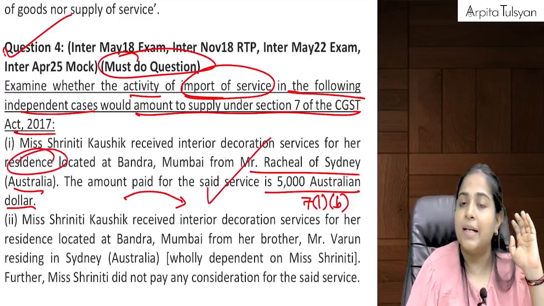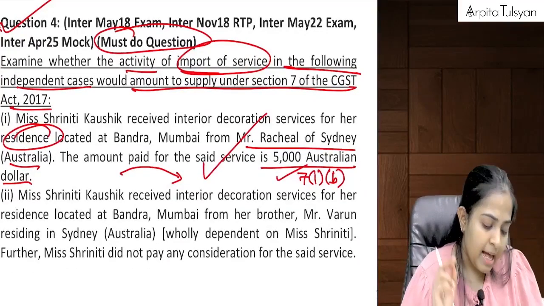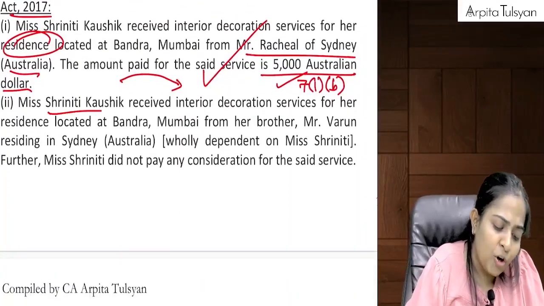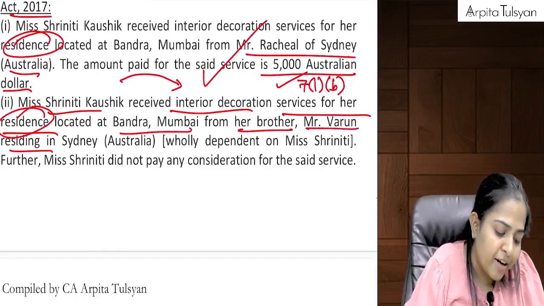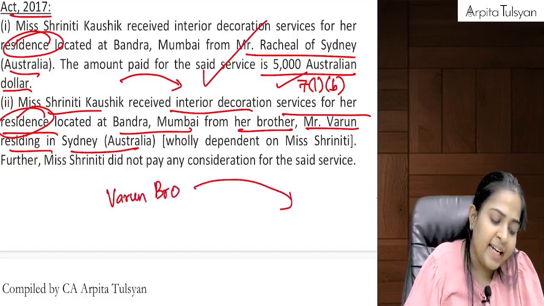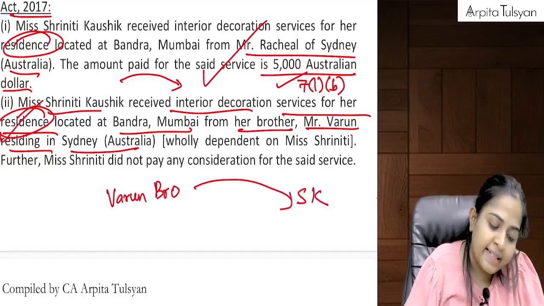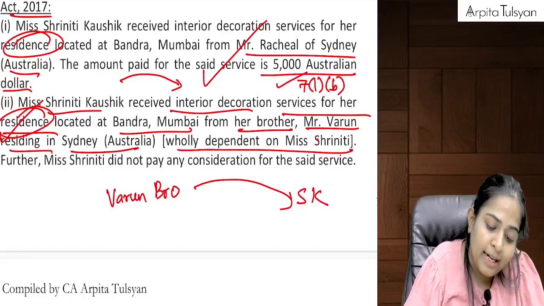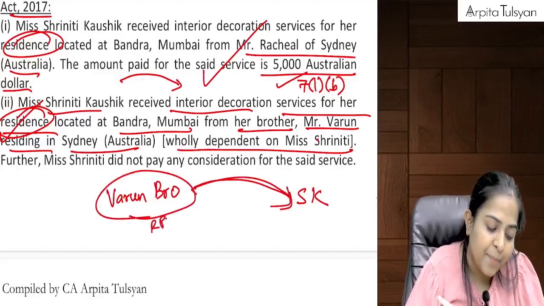So yes, this will be considered as a supply as per section 7(1)(b). Then Miss Sriniti Kaushik received interior decoration services for a residence located at Bandra, Mumbai from her brother Mr. Varun residing in Sydney. So Varun, brother, is providing interior decoration services to Sriniti Kaushik, who is in Mumbai, for her residence, and he is wholly dependent. So can we say he is my related person?